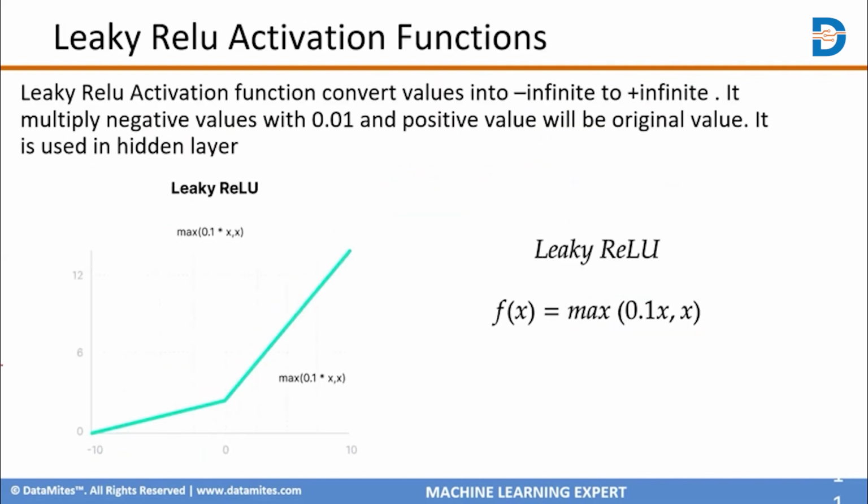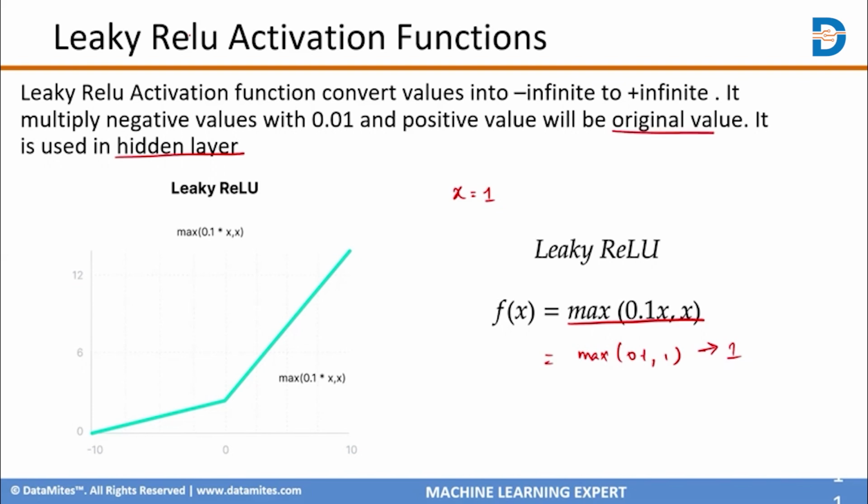In the case of ReLU, it completely ignores our negative data. Suppose you want to give a little bit of importance to our negative data, then we will make use of leaky ReLU. Leaky ReLU is also used as an activation function in our hidden layers. Here the function changes a little bit: maximum of 0.1 times x, comma x. Suppose we assign the value of x as 1. Maximum of 0.1, 1 will be 1. There is no change in our positive values.